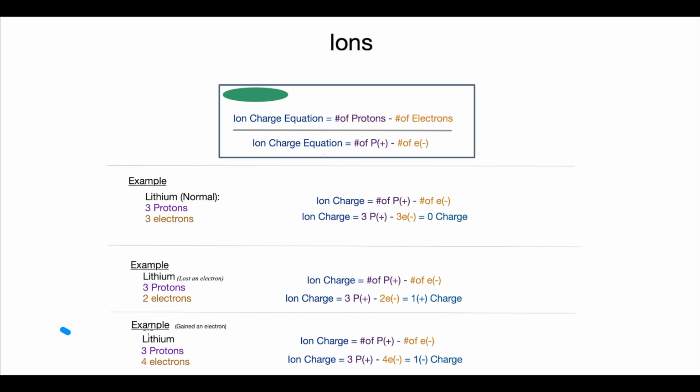Now in example 3, we see that lithium has gained one more electron than normal. That means we have 3 protons and 4 electrons. The ion charge number of this lithium equals 3 positive minus 4 electrons, which is a -1 charge, or the atom is negatively charged.